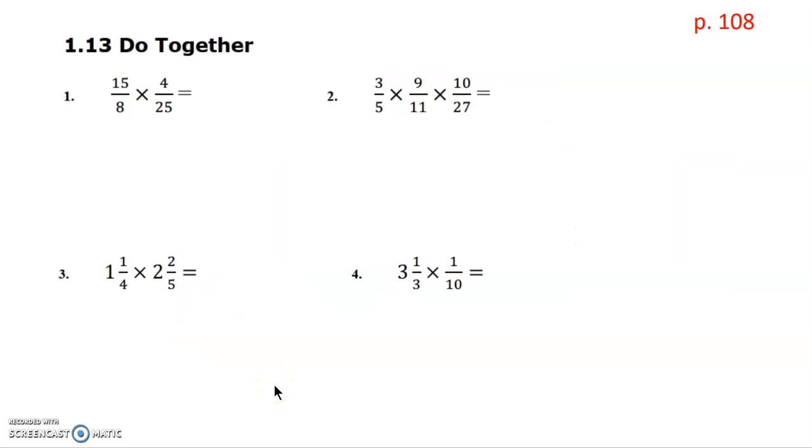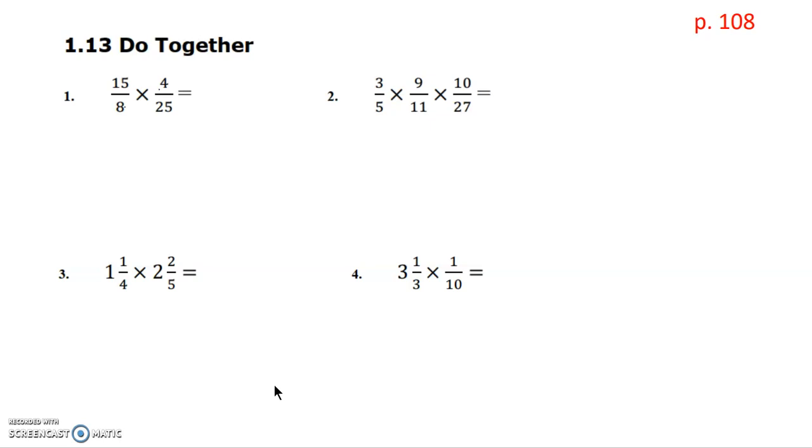So let's do a few more questions together. We've got a few different types here. We're going to use cross-reducing wherever we can. It makes the numbers much easier to reduce. So number 1, we have 15/8 times 4/25. So let's look to cross-reduce first before multiplying our numerators and denominators.